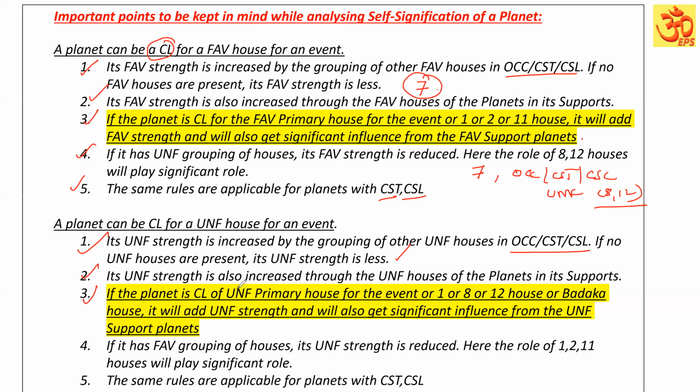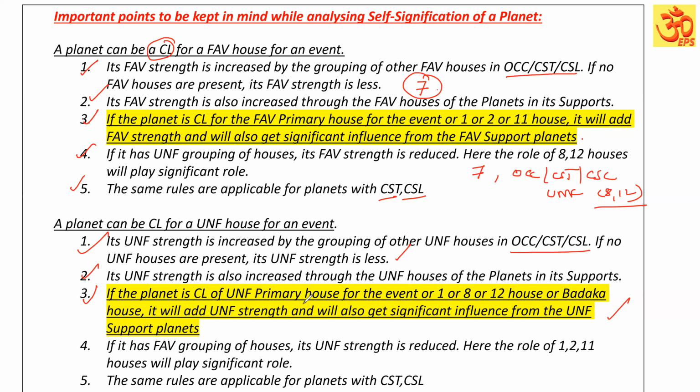Third one, if the planet is cuspal lord for an unfavorable primary house for the event, or 1, 8, or 12, or Badaga house, it will add unfavorable strength to the particular event and also get significant influence from the unfavorable support planets. As we discussed for favorable, here we are discussing the planet's cuspal lordship.